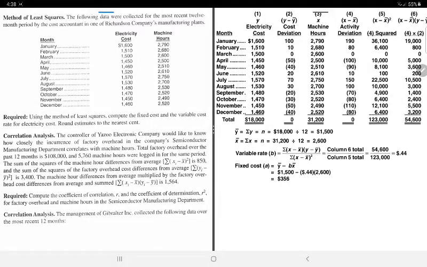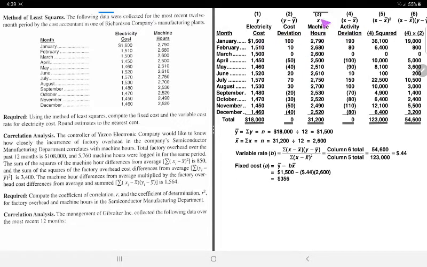Good day, students. So we are going to have the method of least squares for Richardson Company. What are the given items? We have the electricity cost and we have the machine hours. Those are the given.